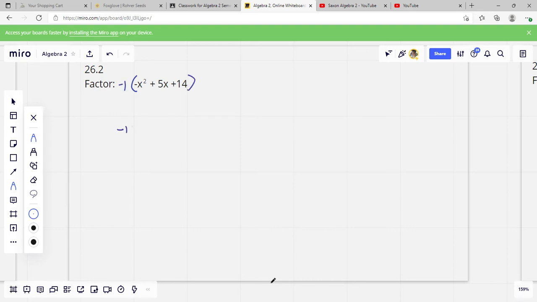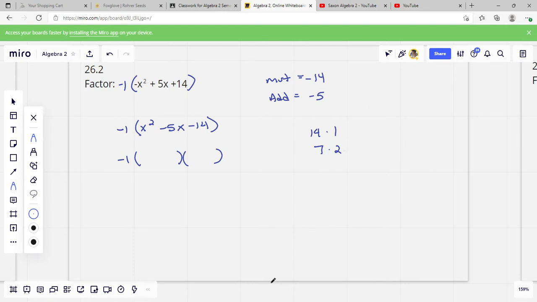So I'm going to get negative 1 times x squared minus 5x minus 14, okay? Now when I factor, I'm going to draw my two parentheses, and I'm just going to put a negative 1 in front of it, okay? So I need two numbers that when I multiply, equal negative 14, and when I add, equal negative 5. Okay, so my factors of 14 would be 14 and 1, and then I could do 7 times 2, and that's pretty much it.